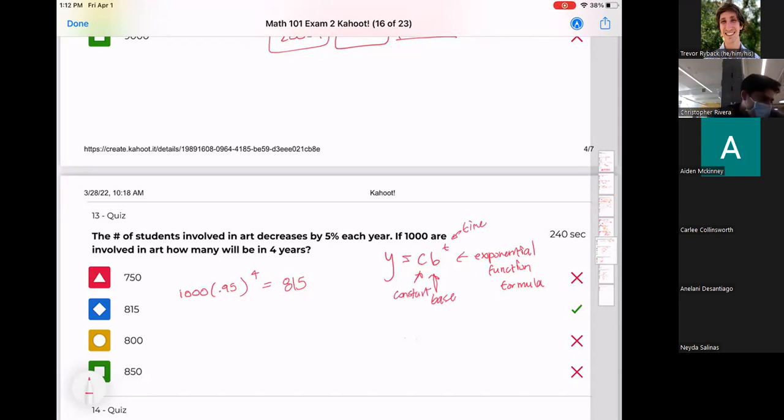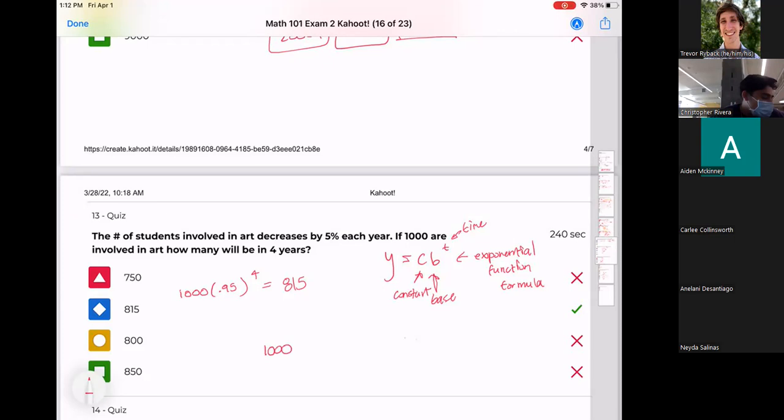And for this, we're gonna basically plug and chug all our values. So the hardest part about this problem is just figuring out which formula to use. Once you figure out that it is an exponential function, then you can say, oh, okay, it's y equals cb to the power of t. Well, I know that 1,000 are involved in the art, and so 1,000 is going to be your constant value. It's constantly going to be 1,000 at the beginning, aka your initial.